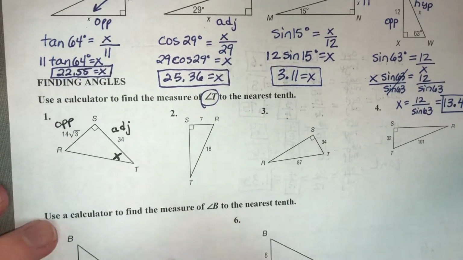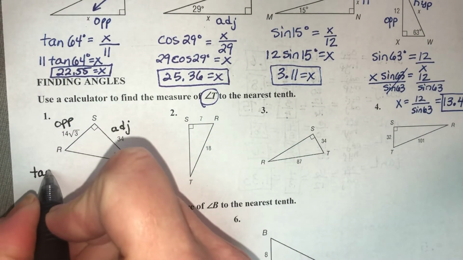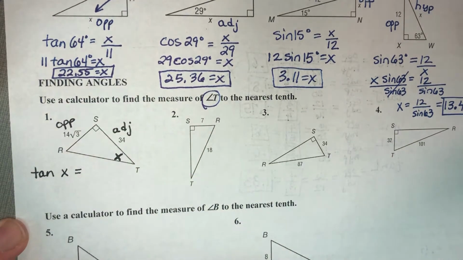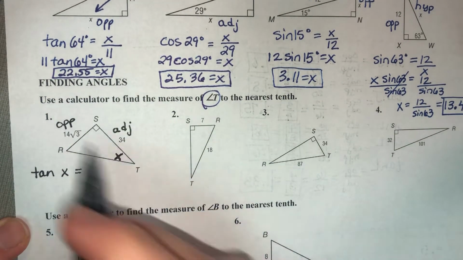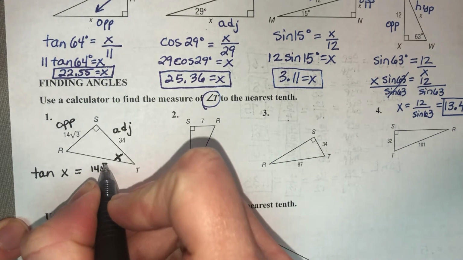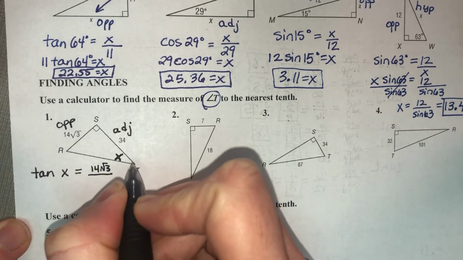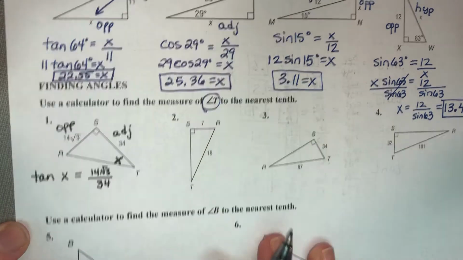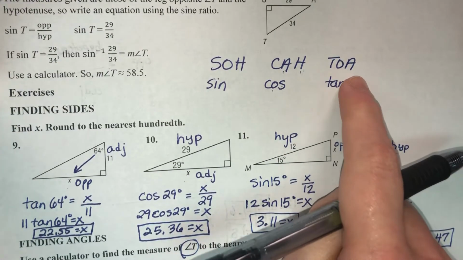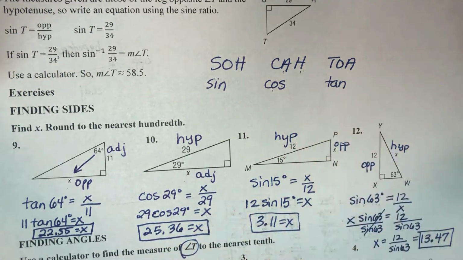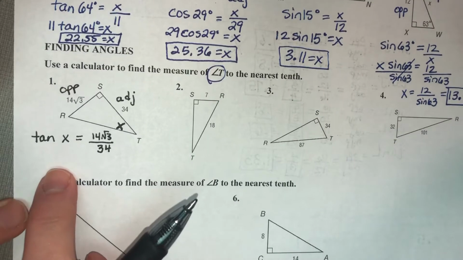So I'm going to say the tangent of our angle X we're trying to find is equal to the opposite side, which is 14 square root of 3, divided by the adjacent side, 34. So the order matters here. The O goes before the A, so the opposite goes on top of the adjacent. And so that's how we set it up.